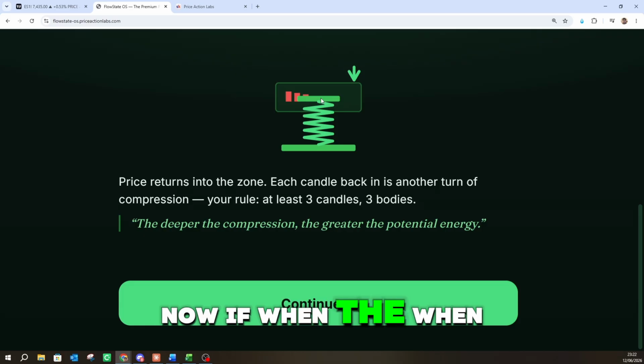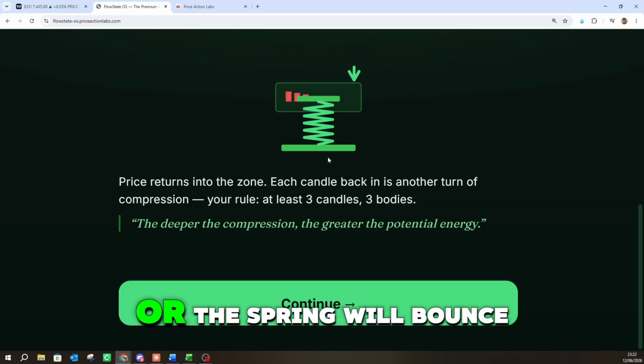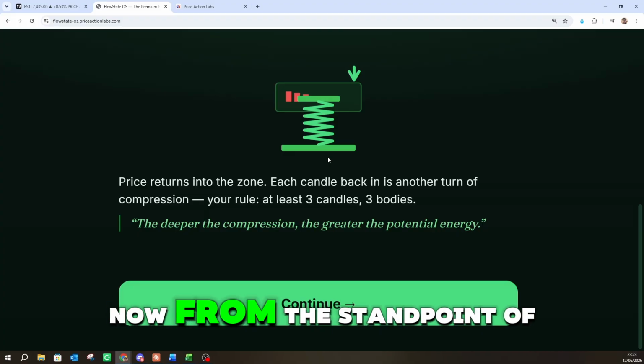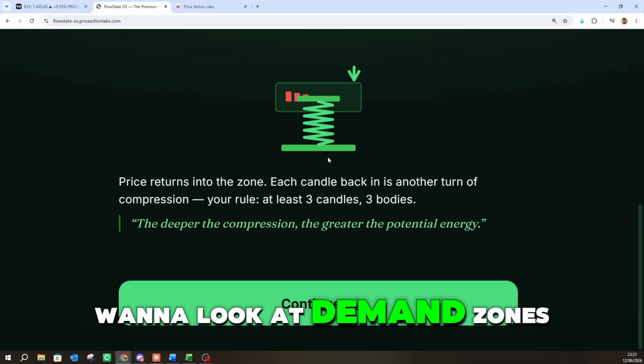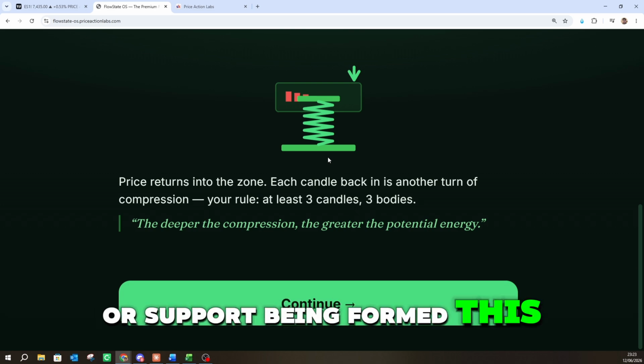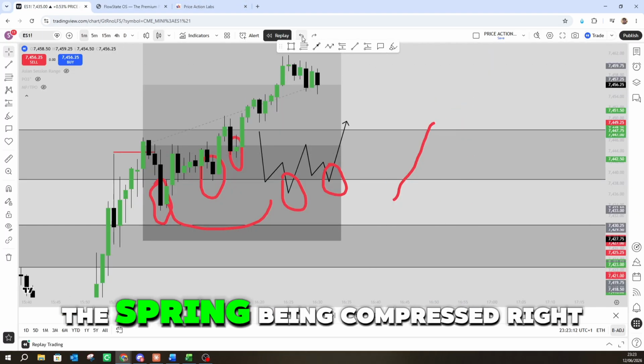Now, when you let go of the spring, you can either break the spring down to the ground, or the spring will bounce back up. Now, from the standpoint of the market, this is exactly how you want to look at demand zones or support being formed. This is exactly how you want to look at it. Now, in this case, imagine the spring being compressed, right?